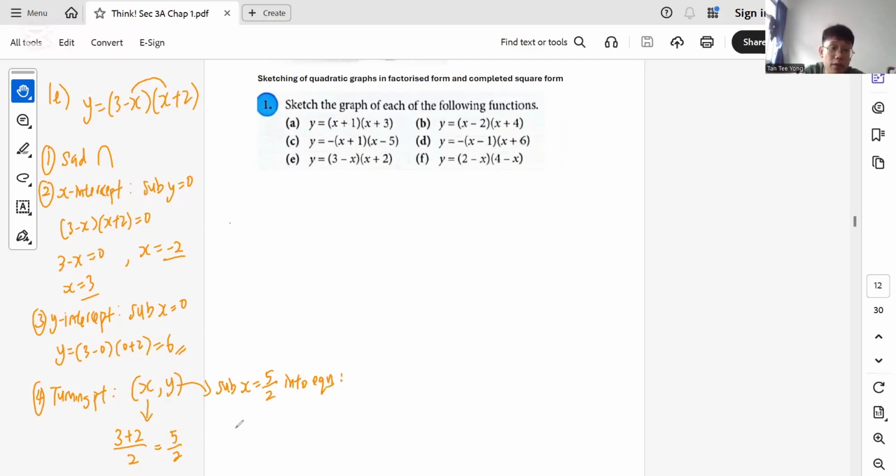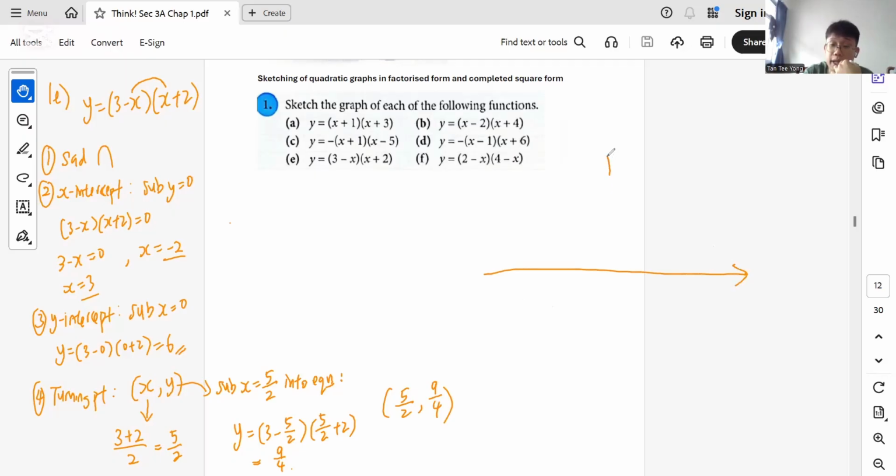So when you sub, it will be y equals 3 minus 5/2, times 5/2 plus 2. Let me do the calculation. Give me a while. 3 minus 2.5 is 0.5. So 0.5 times 4.5, so that is 2.25 or 9/4. Okay, so that means my turning point is 5/2, 9/4. Point number 5 is line of symmetry, but if the question didn't ask for it, then don't need. So now let's sketch.